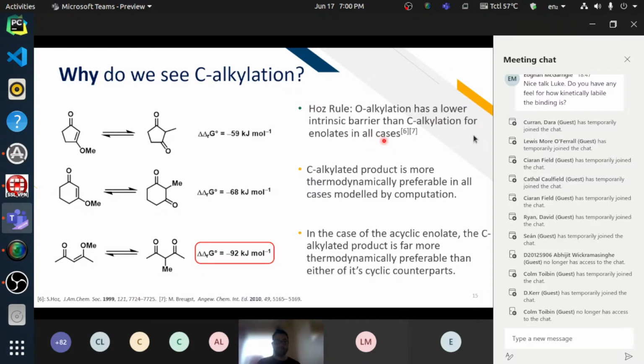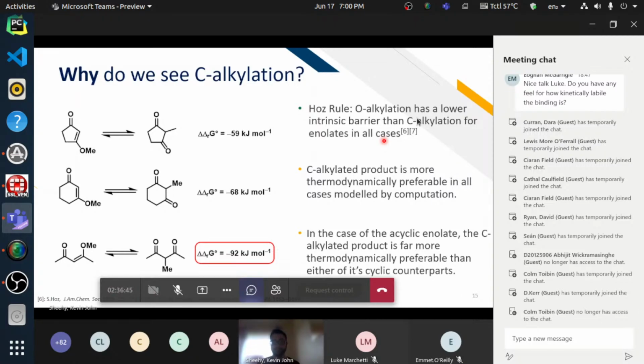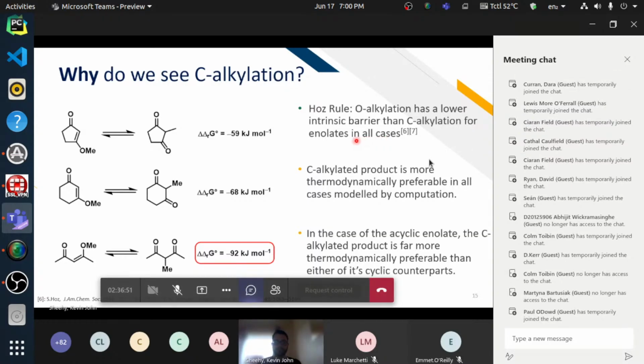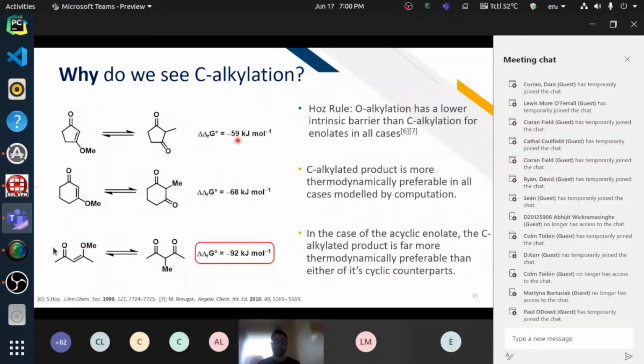We actually expected this to be the case because of something called the Hoz rule, which states that intrinsic barriers will decrease as you go further to the right in the periodic table. So we see that's a C-alkylated product. These products here are more thermodynamically preferable in all cases studied than their O-alkylated counterparts. So this number here is the energy difference between them, the Gibbs energy difference between them.